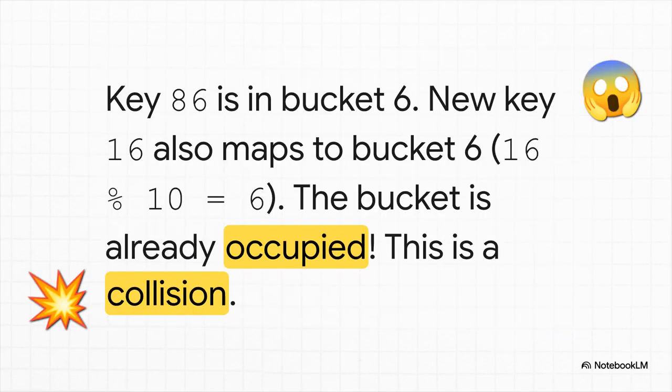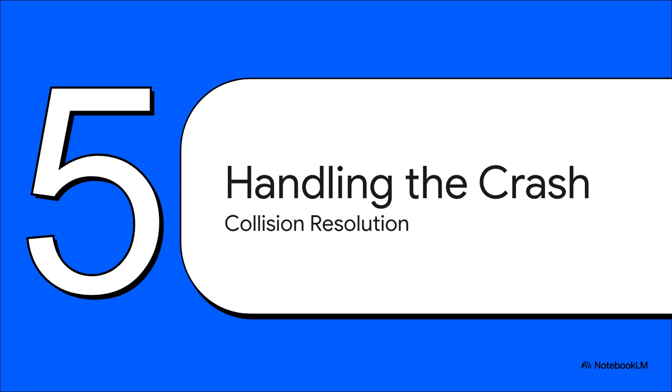So let's make this super clear. A minute ago, we put the item with key 86 into bucket number 6, but now a new item comes along with key 16. Well, guess what? 16 modulo 10 is also 6. We try to go to bucket 6, but it's already taken. We have a collision.